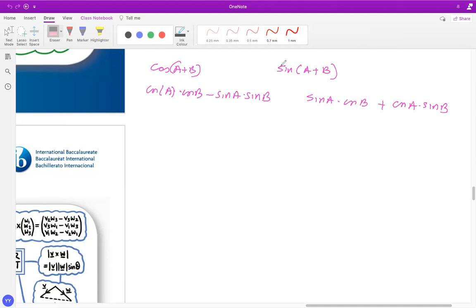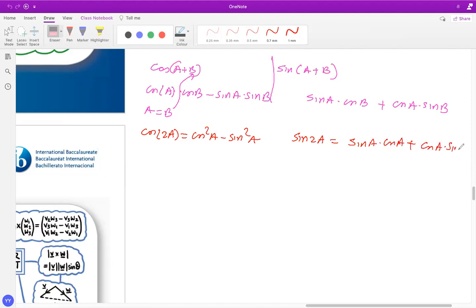In these two formulas, if I take A equal to B, replacing B with A, then cos 2A is cos squared A minus sine squared A. And sine 2A is sine A cos A plus cos A sine A, which is nothing but 2 sine A cos A. So these are the basic double angle formulas.